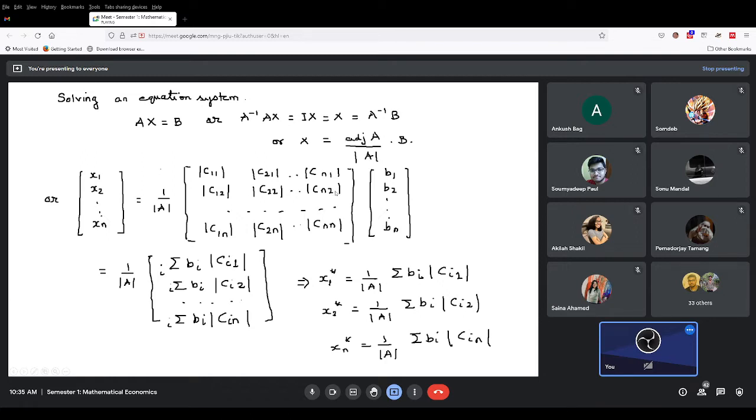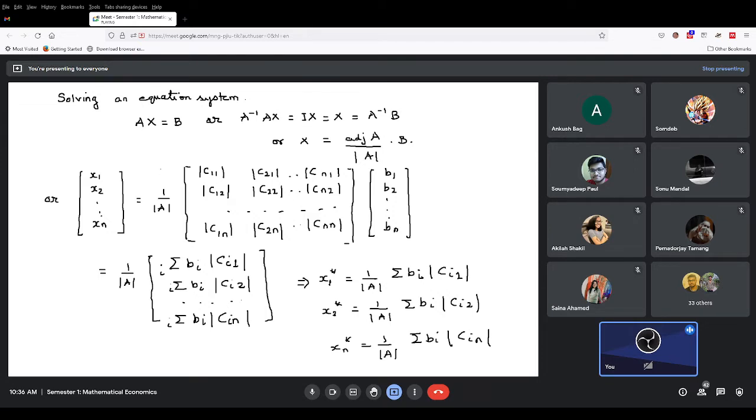The second one, row will be this into this. So C12, C22, you can see the first element is changing, j is always 2. So Bi into Ci2, and so on, Bi into Cin, and everything is divided by determinant. So the solution value of x1 will be 1 by determinant of A into summation of Bi into the cofactor Ci1. So this formula will give us the different solution values of the equation system, x1, x2, x3 and so on.